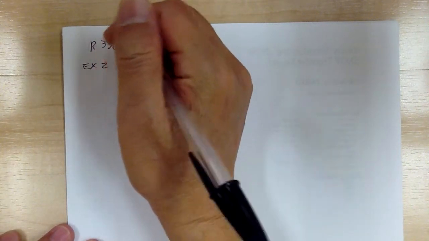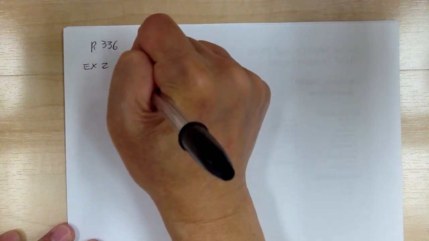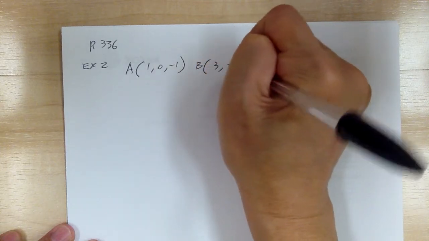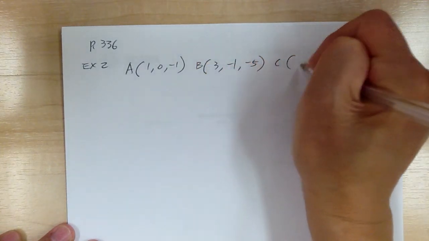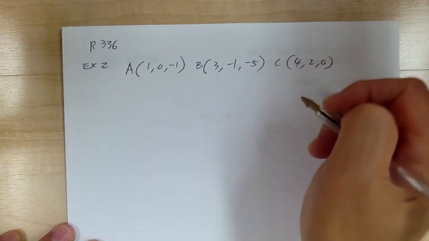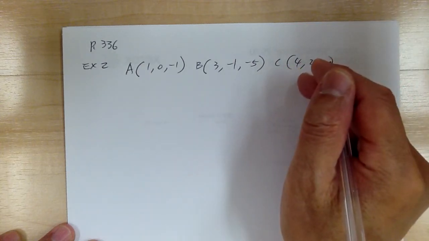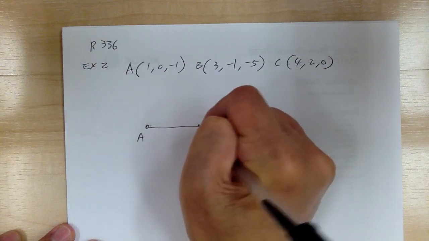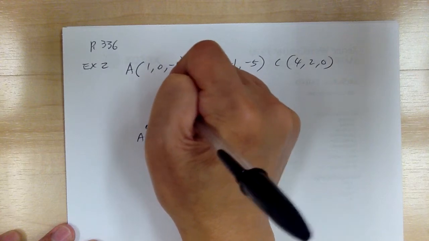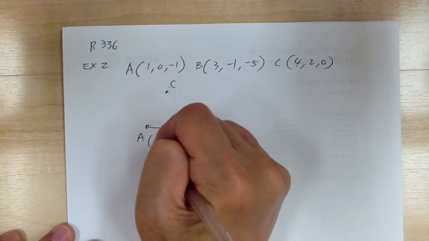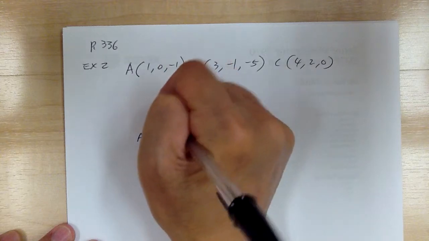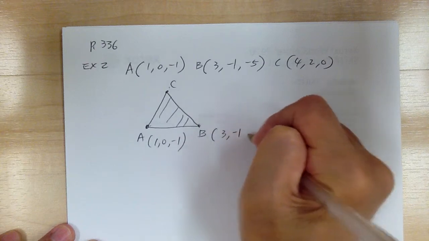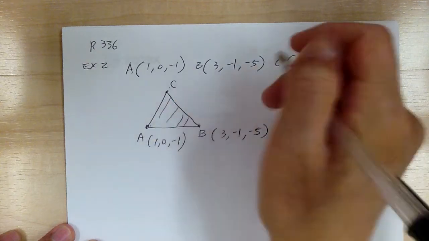Example 2, so you got 3 points. Point A is at 1, 0, -1. Point B is 3, -1, -5. And C is 4, 2, 0. So these are vertices of a triangle, and you're looking for the area of the triangle. So you got point A, B, and C. So again, you can use a cross product to find the area.